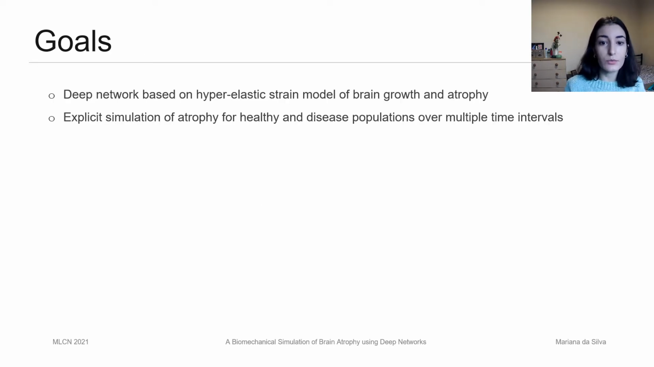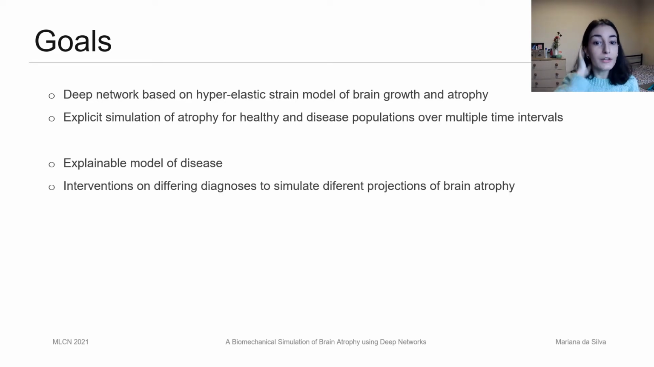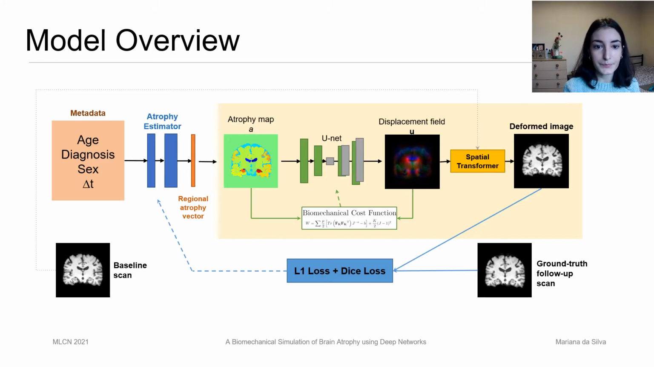In this project, we propose a novel deep network for biomechanical simulation of brain atrophy. We train a hyperelastic strain model of brain growth and atrophy while building an explicit simulation of atrophy for different populations and time windows. Our model, therefore, parallels a growing body of deep generative interpretable models of disease. But in this work, we take a more explicit approach to explainable and causal modeling by having a model that allows interventions to simulate projections of brain atrophy following differing diagnoses.